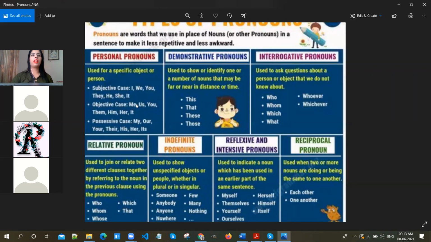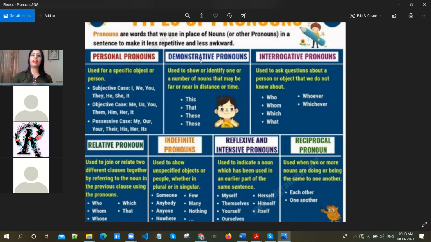Objective case: me, us, you, them, him, her, it. Next is the possessive case: my, our, your, their, his, her, its. When you have to speak about what belongs to them: Children must take care of their belongings. So here we will use the possessive case. Children must take care of their belongings, meaning children should take care of their own things.